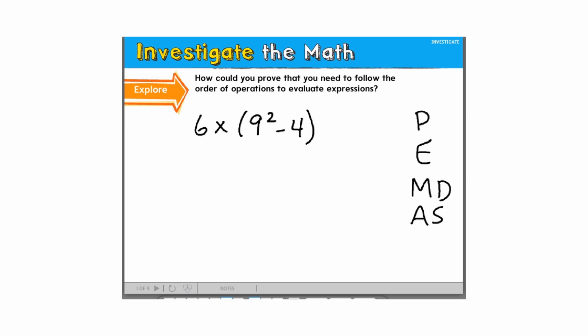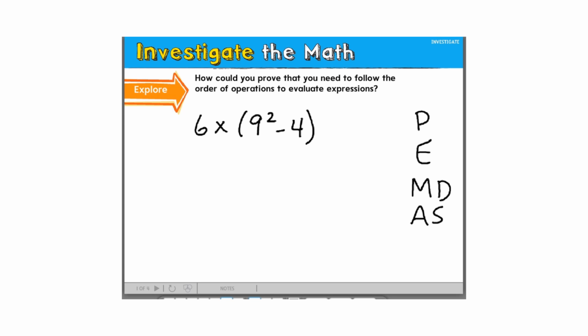Okay, so you go through. Not every problem is going to have parentheses, exponents, multiplication, division, addition, and subtraction. Some problems will, but not every problem will. So if you get to a problem that doesn't have one of these things, you just go on to the next one. So in this case, we do have a parenthesis and we have an exponent inside the parenthesis. So we're going to do both of those.